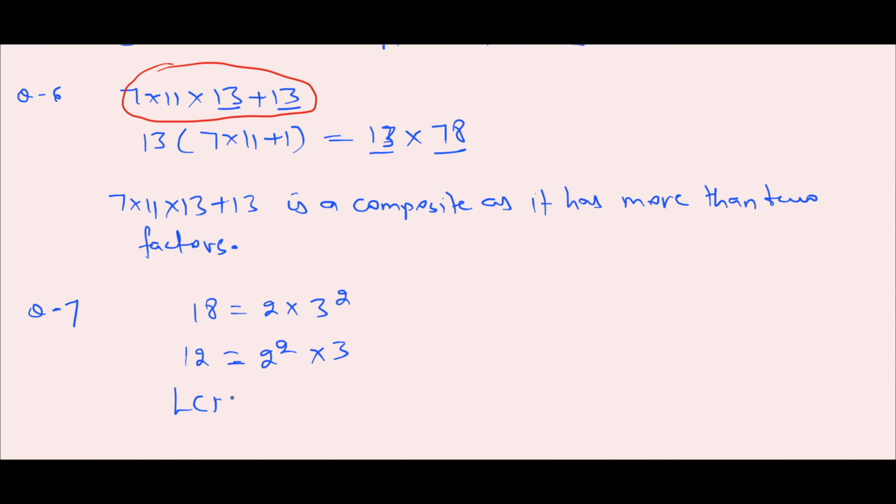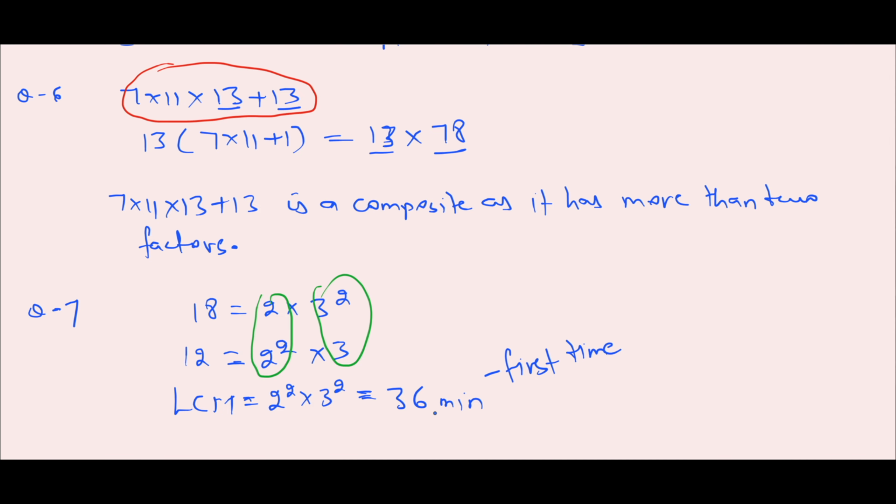So we have to find the LCM. And what is LCM? LCM is the product of all the prime numbers with their greatest powers. These are the primes which are in both, and if I take their greatest power, it will be 2 square times 3 square. So 4 into 9, that is 36 minutes. So they will meet again at the starting point for the first time at 36 minutes.